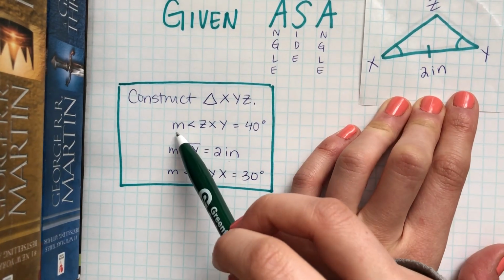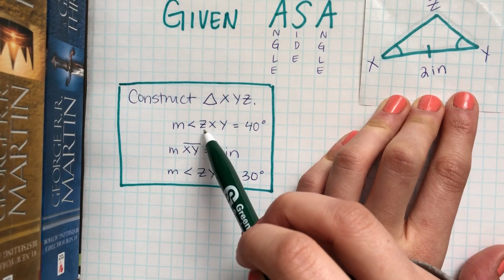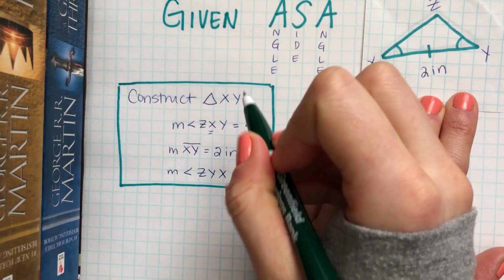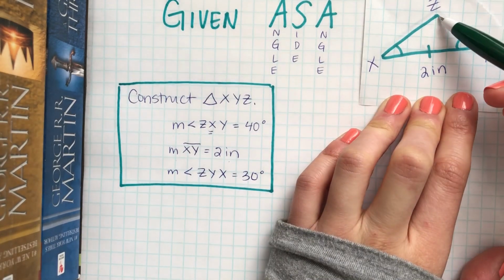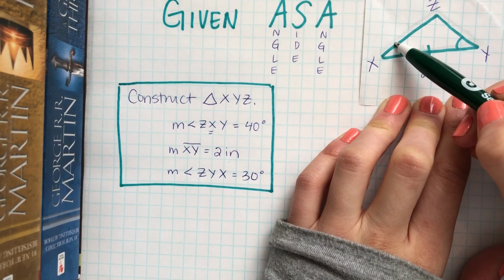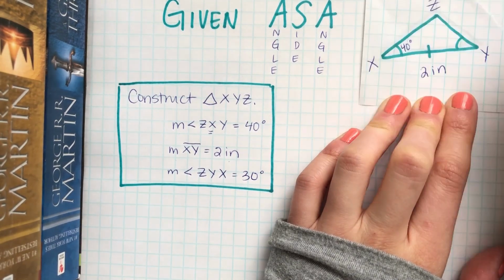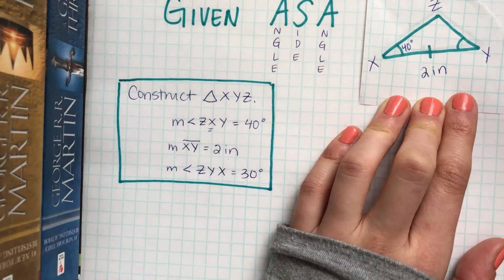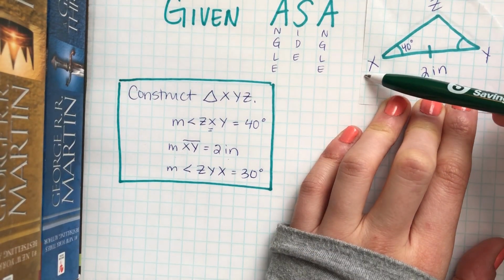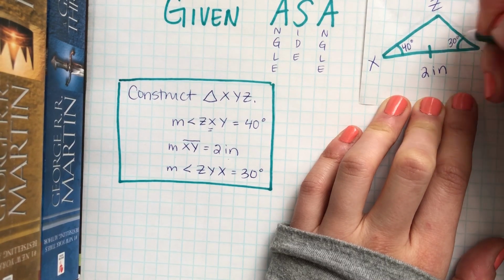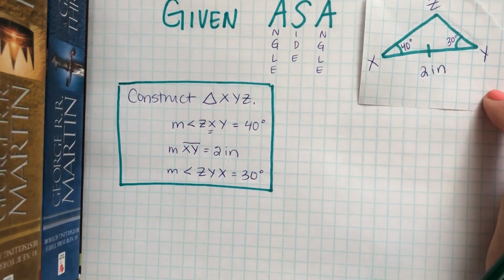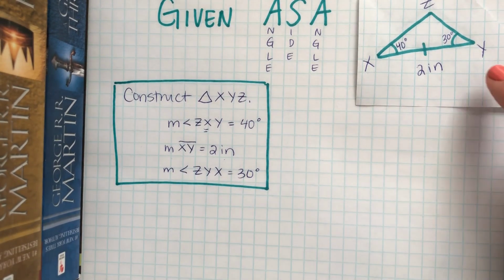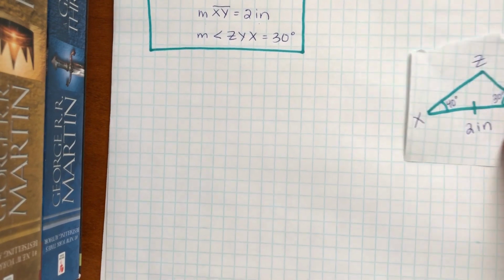They also tell me that the measure of angle ZXY, so X is in the middle, X is the vertex, is 40 degrees. So ZXY, this one over here, is 40 degrees. And then the other angle, ZYX, is 30 degrees. So I'm going to keep this picture in mind as I create my triangle down below. So I'm going to take it with me.